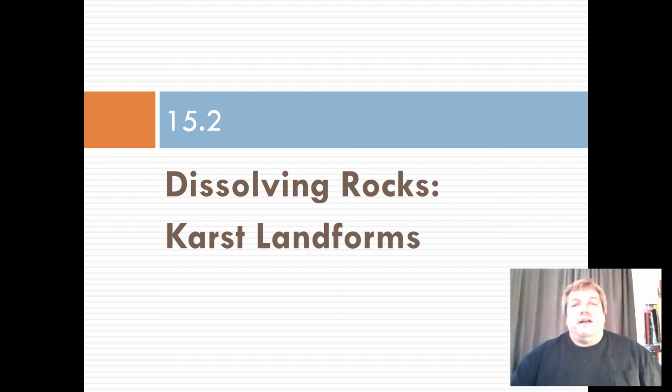All right, welcome back. So, chapter 15, section 2, part 2. We're continuing to talk about weathering. And with chemical weathering, especially if you have the entire bedrock be based on some type of rock like limestone that dissolves, you get these really unique landforms called karst topographies.